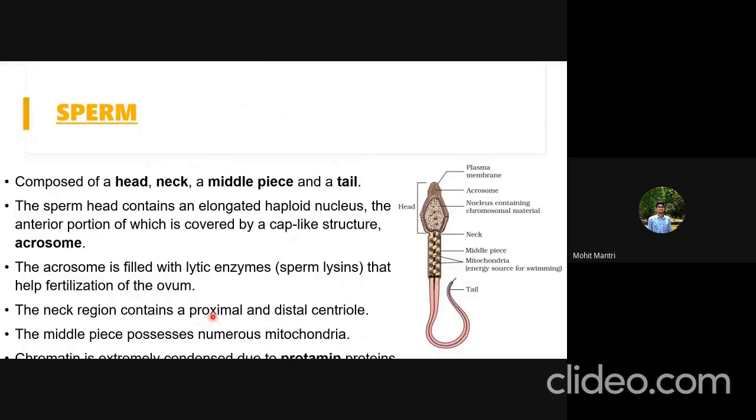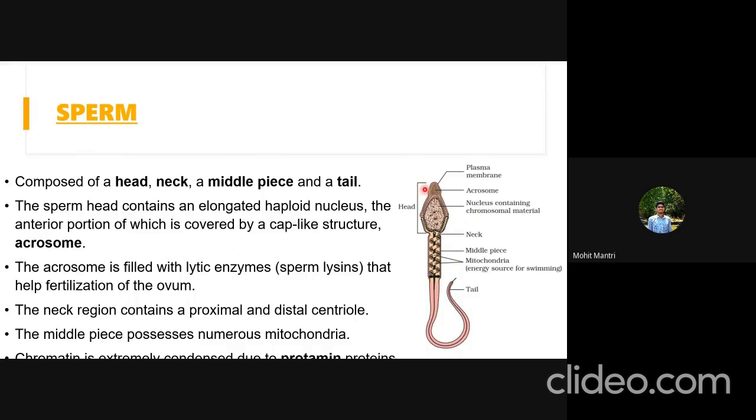So this is how the hormone regulation takes place in male. Now sperm. So after the differentiation of the spermatozoids, a sperm is formed and it consists of head, neck, middle piece and tail. So the sperm head contains a long elongated haploid nucleus, and the anterior portion of this head is covered by a cap-like structure which is known as acrosome. So this is the acrosome.